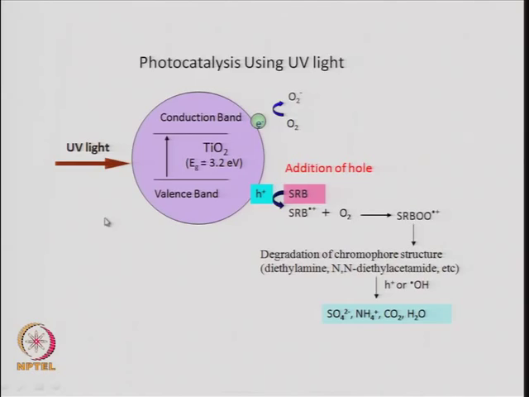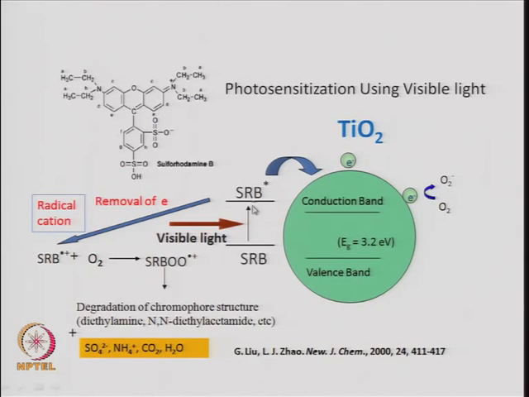In the presence of sulforhodamine as a dye or an organic reagent, how the same product of the dye occurs can be understood, because in this case, although the mechanism is different, the sulforhodamine B degrades through the addition of a hole, and in the previous case the sulforhodamine degrades by removal of an electron and then goes oxidation and then degradation.